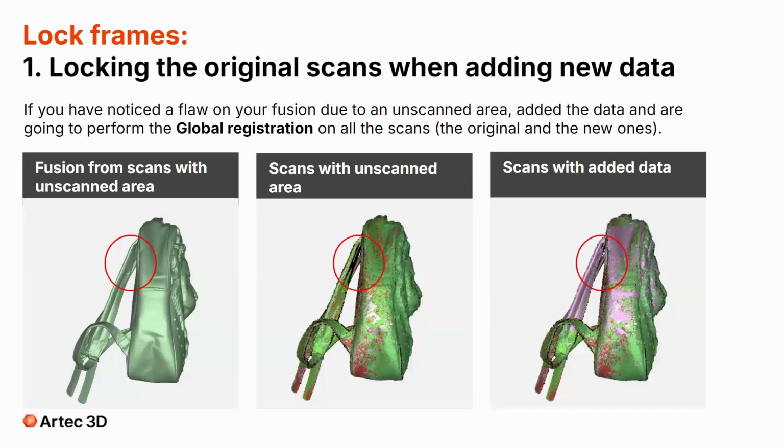Instead of running a fresh global registration and letting all your frames shift again, you lock the frames in the original scans that you've already meticulously registered. This freezes your established work, allowing the new data to align itself perfectly into the gap without risking any drift or misalignment in the areas you've already perfected.